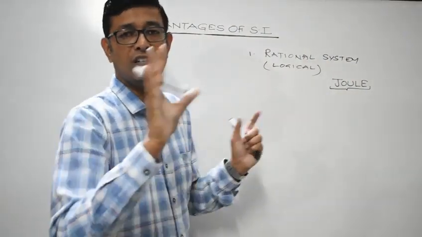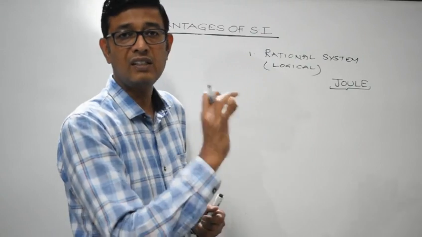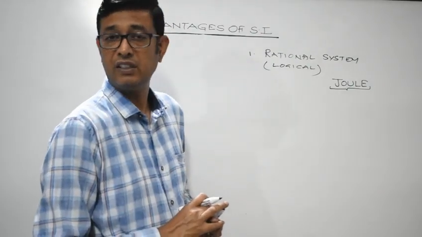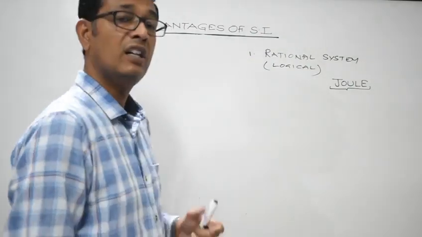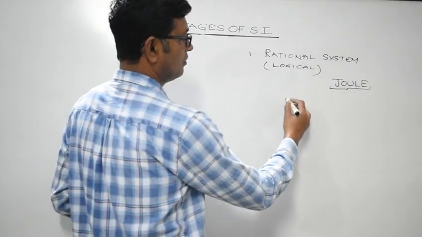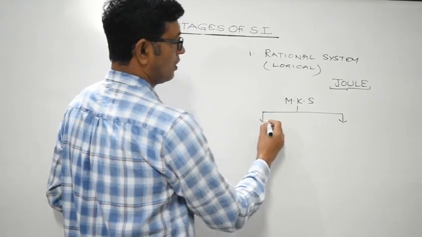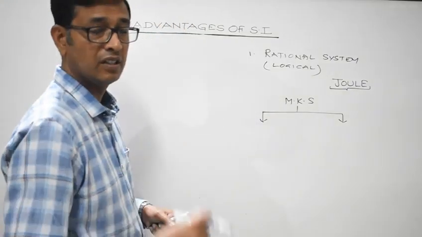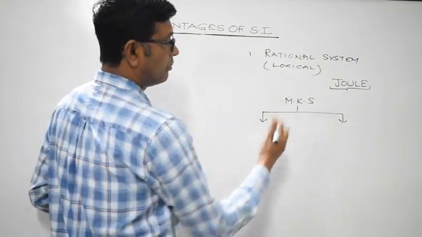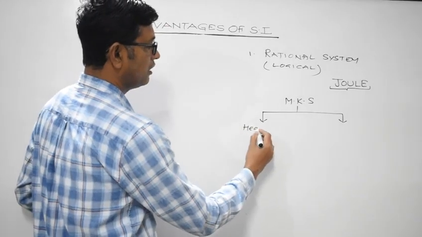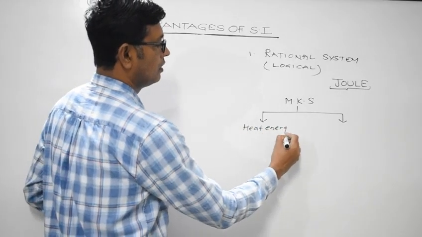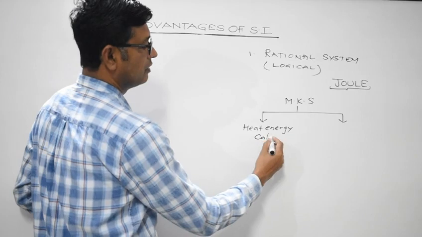Be it any form of energy, only joule is used as the SI unit. Right? On the other hand, consider the MKS system. Let me give an example. In the MKS system, heat energy is measured in calorie.